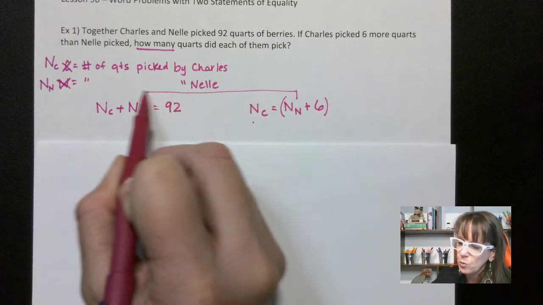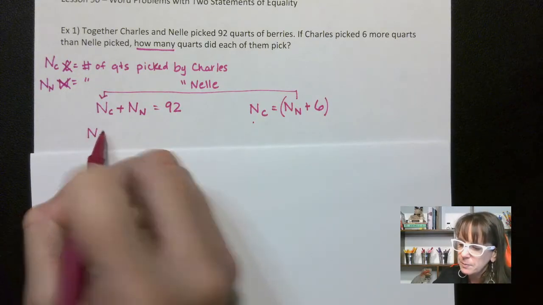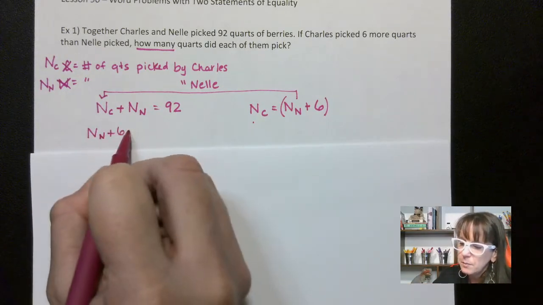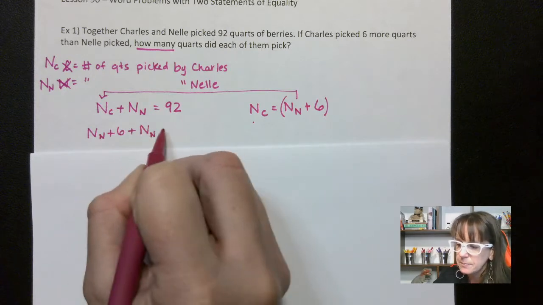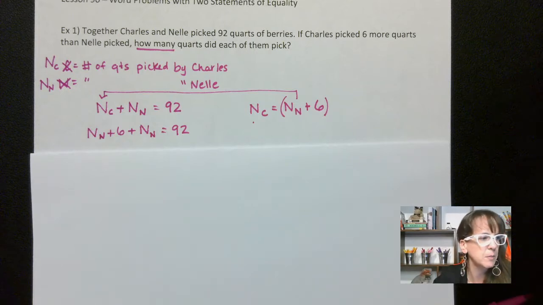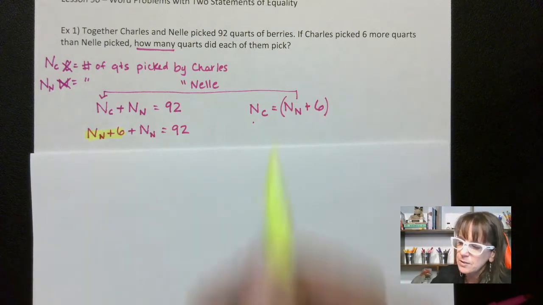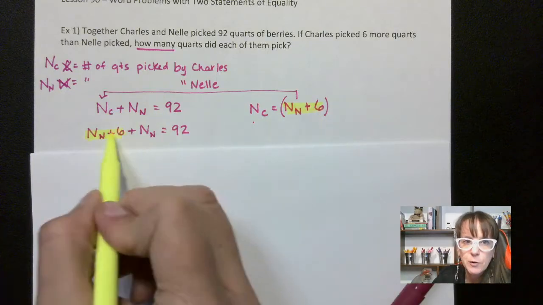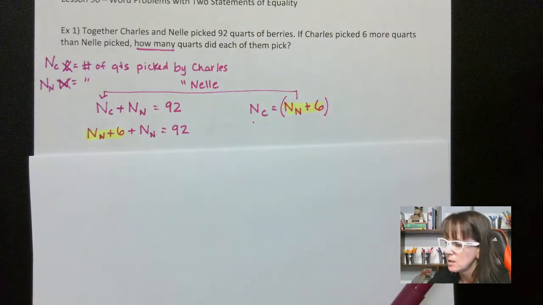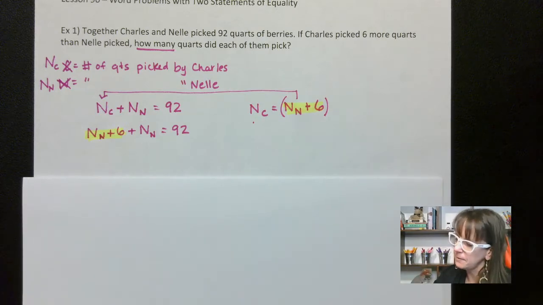We have the number Charles picked, which is all this garbage. We're going to take that and put it right over here. So the number Nell picked plus 6 plus the number Nell picked again equals 92. So you see how I've substituted that in there. If it helps, I can highlight it because I love to highlight. I took this stuff over here and put it right into here. All right, these are really common on the SATs, so I want you to get to learning and loving these ones.